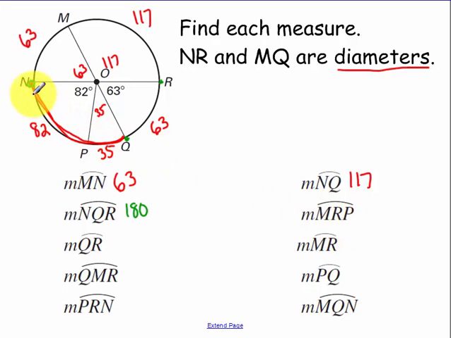MRP. So let's do M going through point R all the way over to P. So that's this whole big arc here. That's 117 plus 63 plus 35, that is 215. Now QR, oh, that one's easy, 63. MR, hopefully MR is easy. MR, 117.